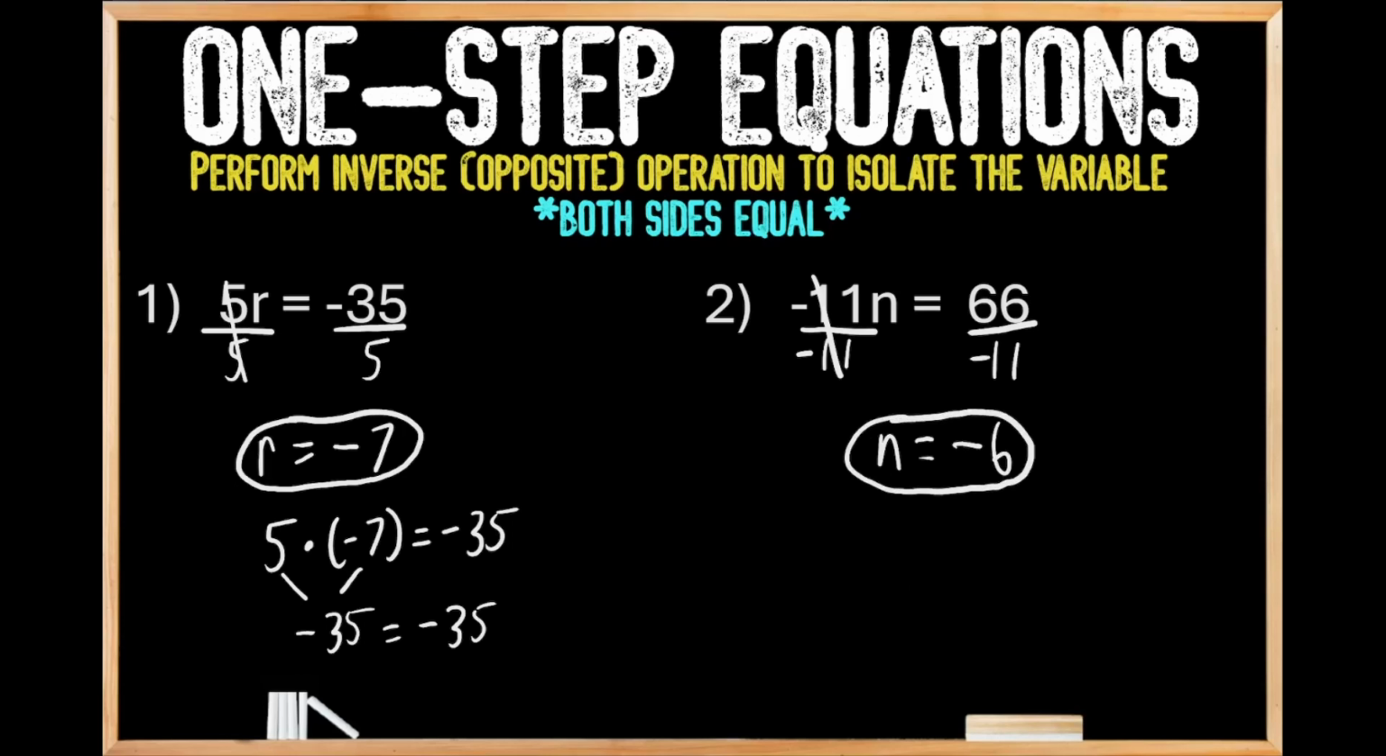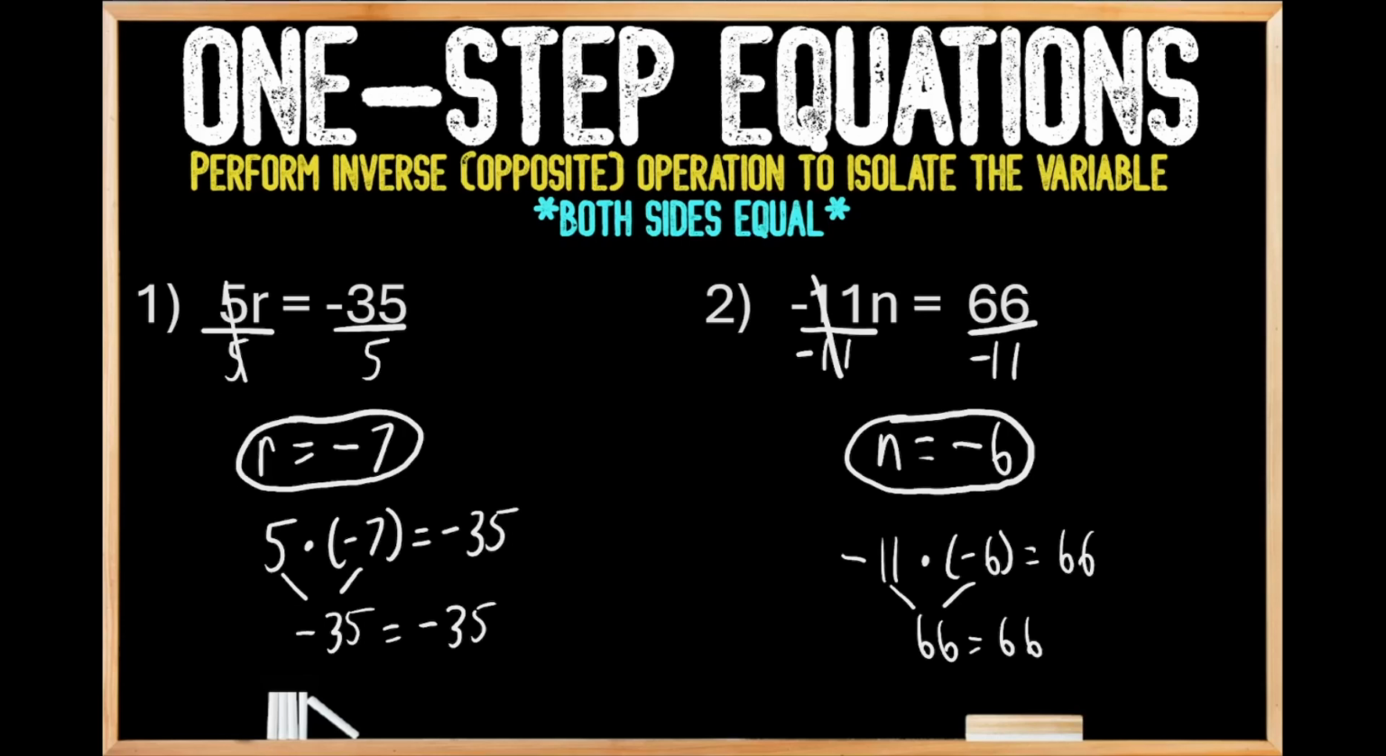Now we are going to double check just to make sure that we got the correct answer here by plugging in our value for n in our original problem. So we have negative 11 times negative 6 equals 66. Since we're multiplying a negative by a negative, it means that we're going to be getting a positive product. So when we multiply negative 11 times negative 6, we get 66. And then since both sides of this equation are equal, it means that we have the correct answer. N is equal to negative 6.